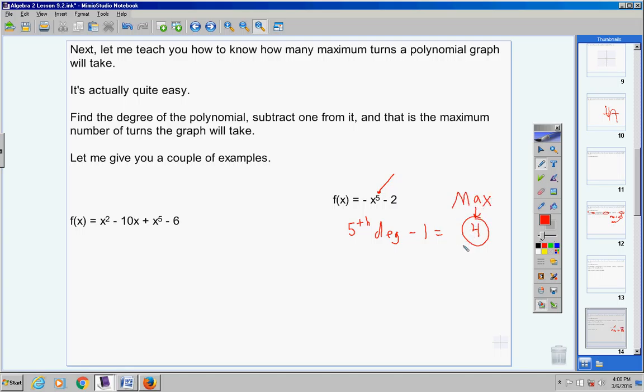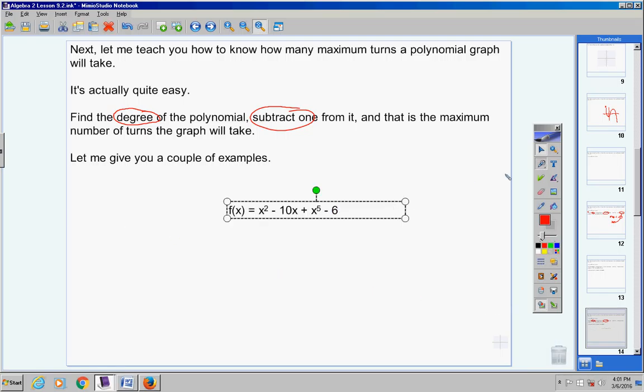Now, am I telling you it will take 4 turns? No, it might take 4. It might take 3. It might take 2. It might take 1. But it will not take more than 4 turns. Okay, isn't that easy? Find the what? Degree, and do what to it? Subtract 1 from it. Okay, that's it. Alright, moving on. Now let's try another one.